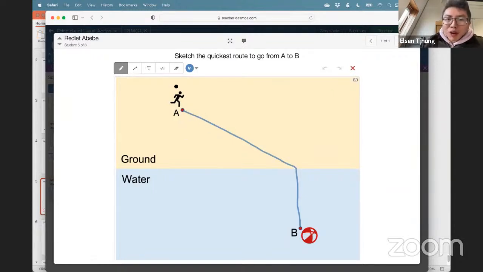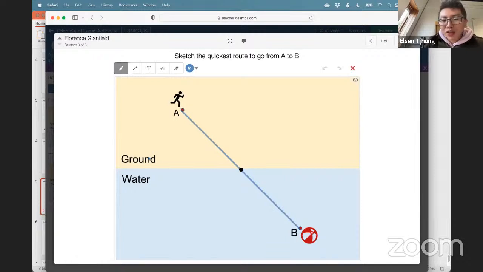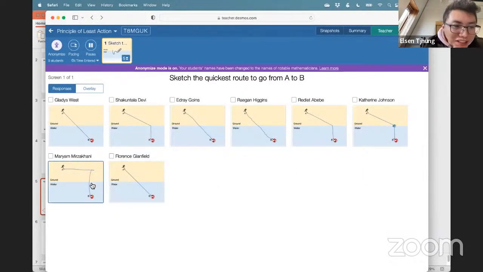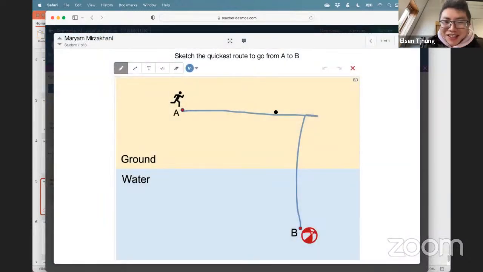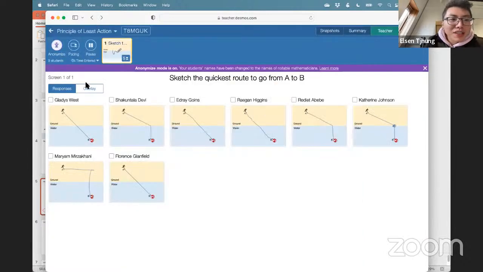And then there is also someone who drew a straight line. So basically you just run from here to here, and then you swim for the rest of the course. Okay, that's interesting. So I think we have two majorities. Okay, this is interesting. So you run across horizontally, and then you run again vertically, and then you swim for the rest of the course.